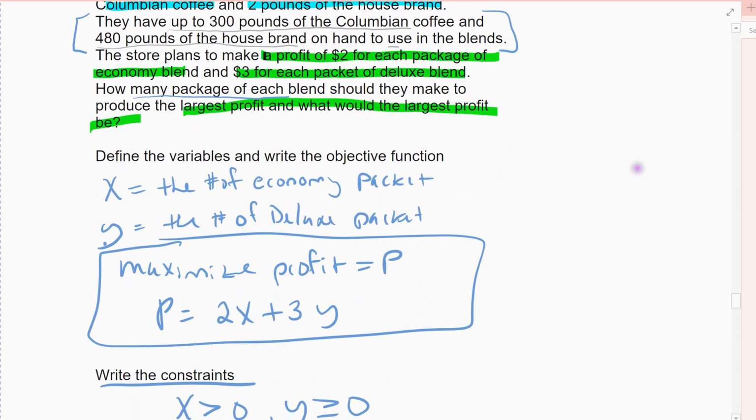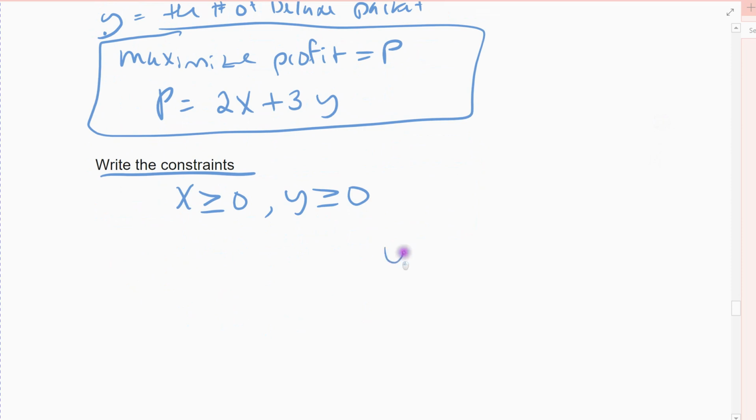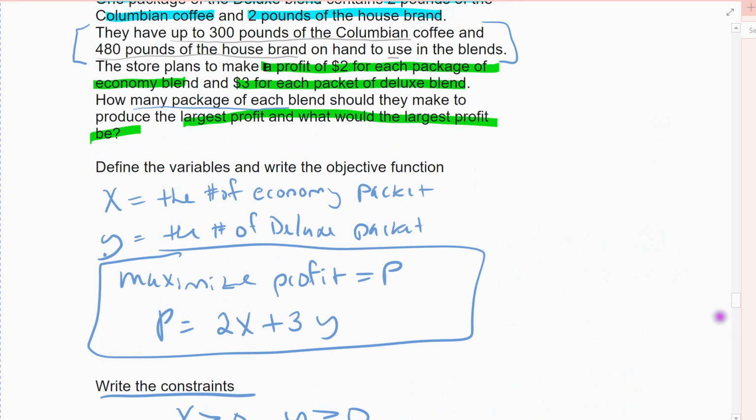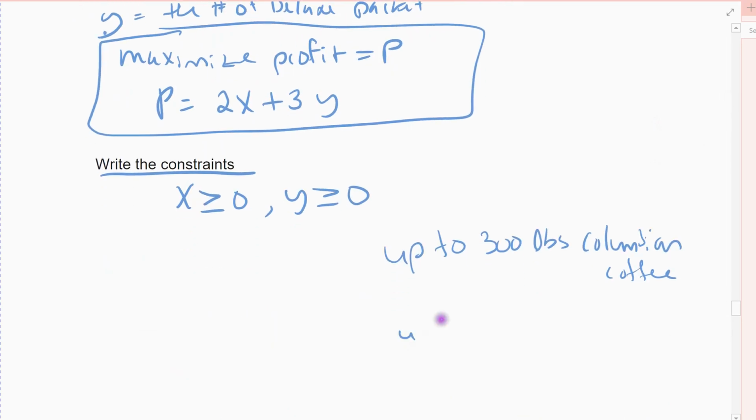All right, so they have up to 300 pounds of the Colombian coffee, and 480 pounds of the house. So up to 480 pounds of whatever their house coffee is. Up to means you can't blend more than you have. So on their shelves, they have 300 pounds of the Colombian and 480 pounds of the house.